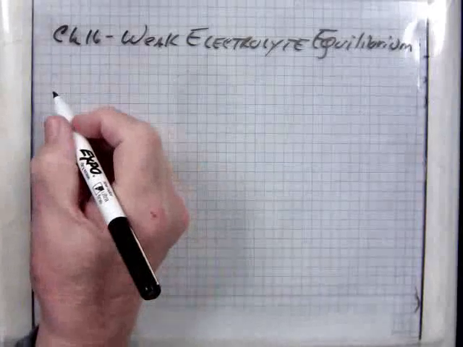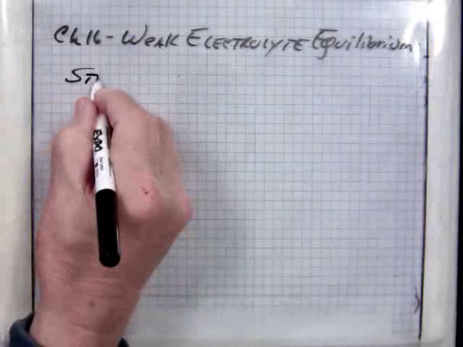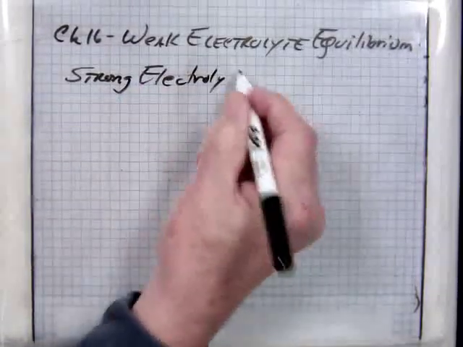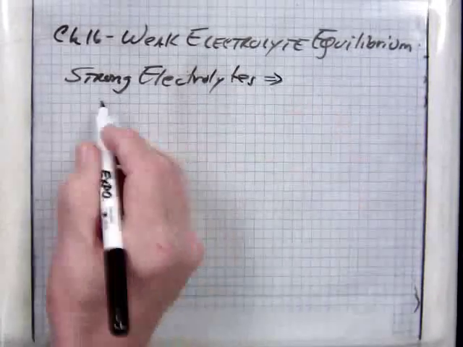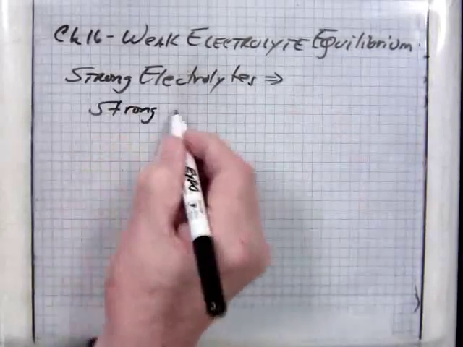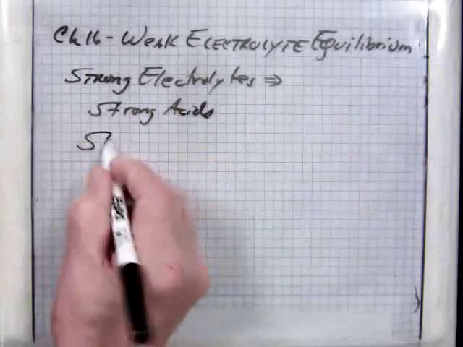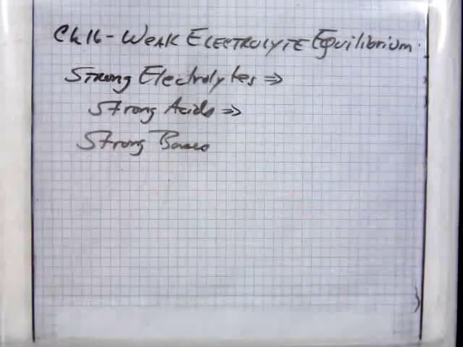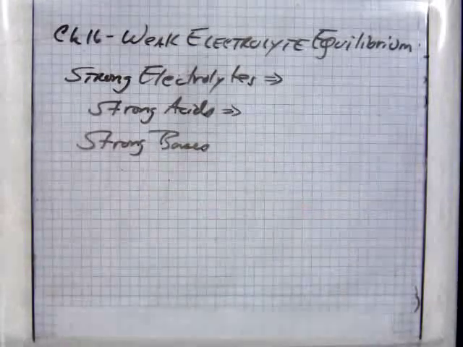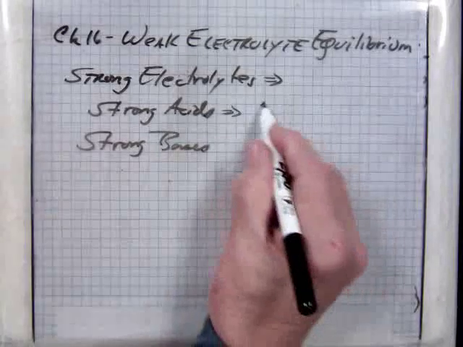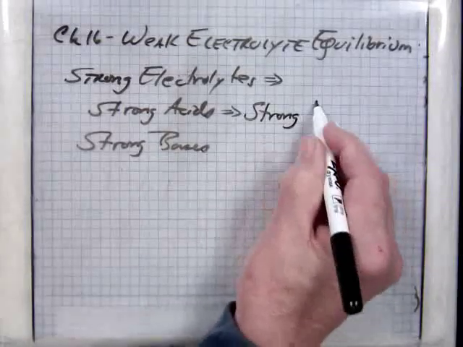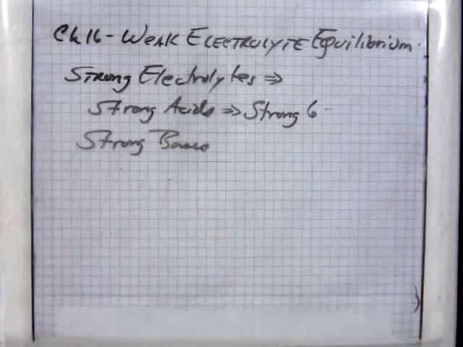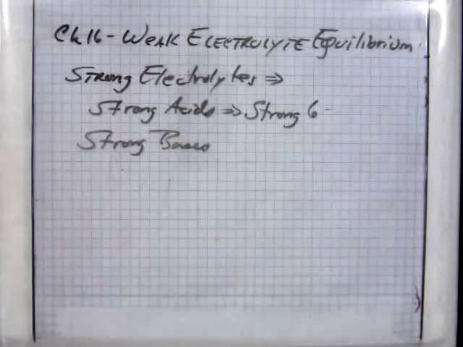Okay. When we talk about strong electrolytes, these are, of course, strong acids, strong bases, and we recognize the strong acids as what we call the strong 6, which are HCl, HBr, HI, HNO3, HClO4, and H2SO4, first ionization step.